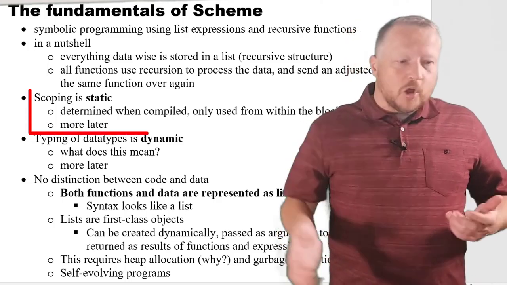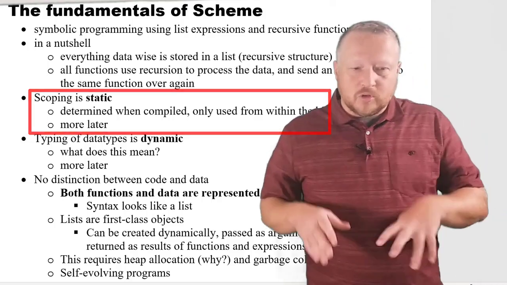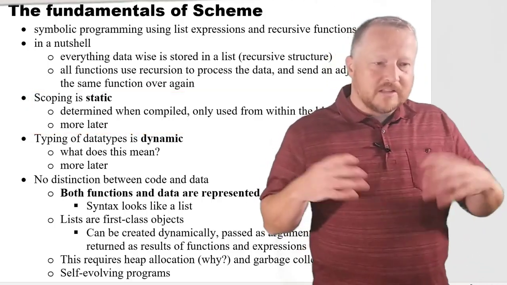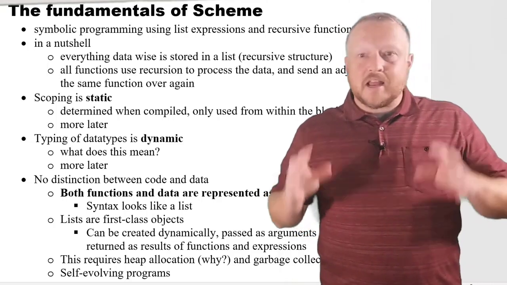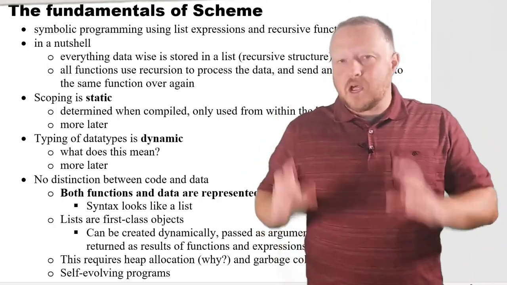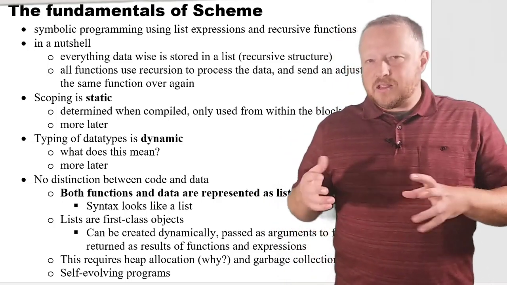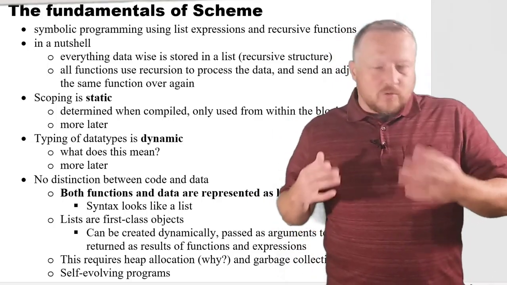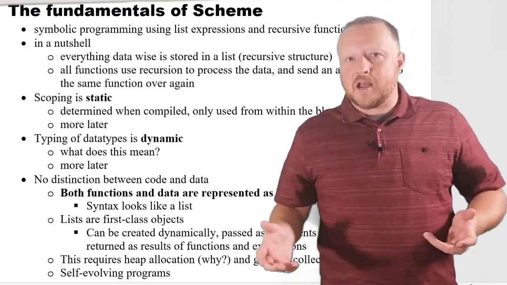Like the scope is static. It's determined when you compile. It's used only within the block it's defined, and that's it. We'll talk about more of that later. The other part is that there is dynamic typing. Python has something similar to that. There's some things in this that you've heard the terms before, but you may never have practiced. You're going to find out now.